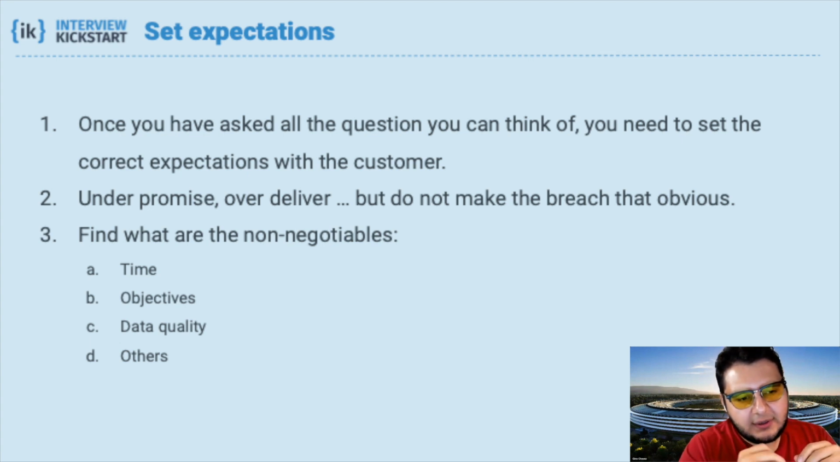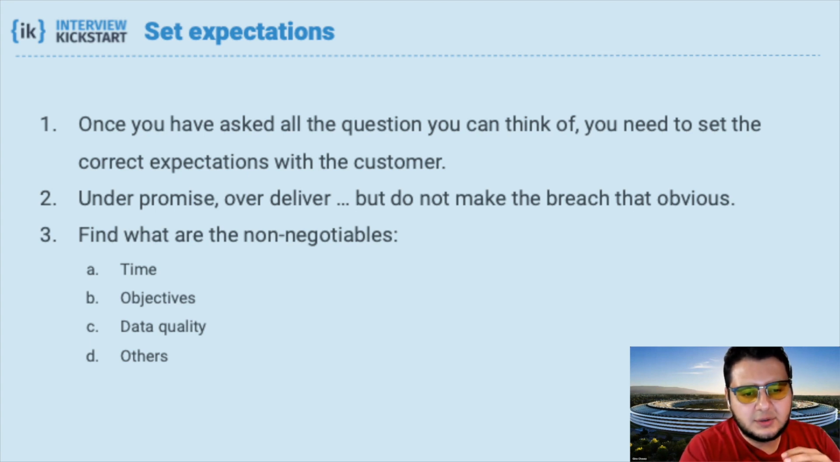And the next one is find non-negotiables. Time. My expectation is for you to deliver this by Friday. That is a non-negotiable. I have to deliver this to the executive by Monday. You have to give me this by Friday because I have to look over it over the weekend. That is a non-negotiable. Objective, data quality, other stuff.